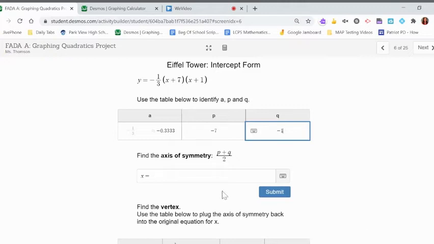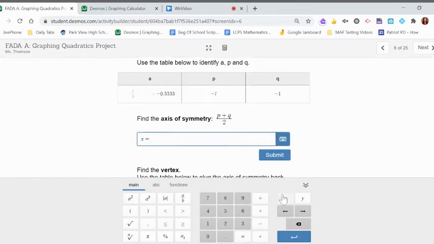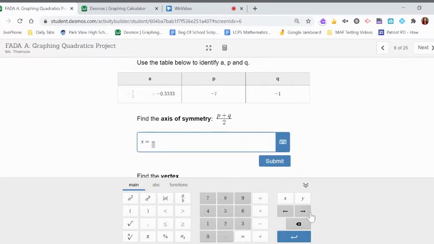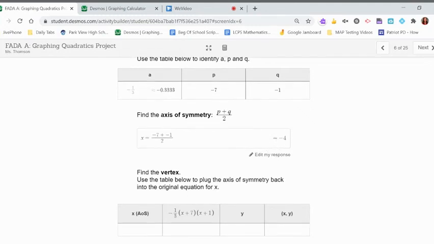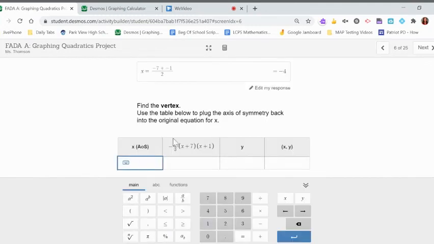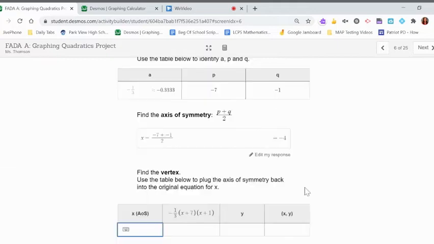Okay. Then it says find the axis of symmetry. P plus Q divided by 2. So you can type it right in here. See how there's this divided by? I'm going to type that first. And then type in negative 7 plus negative 1 divided by 2. I get negative 4. I'm going to take that negative 4 and put it here. This is my axis of symmetry, okay, AOS. So I'm going to put negative 4 here.